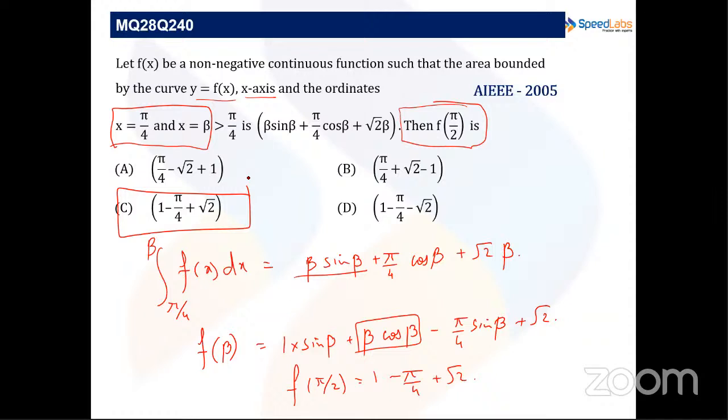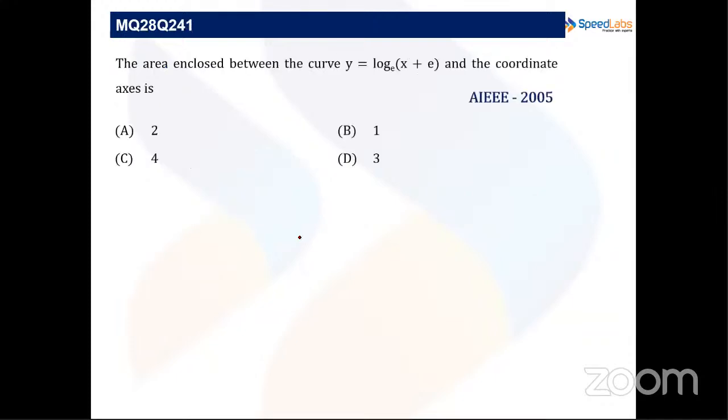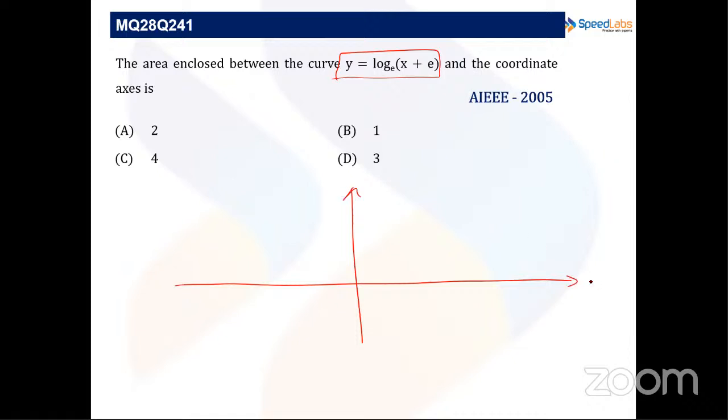Now moving to the next question. The area enclosed between the curves y equals to log of x plus e to the base e and the coordinate axes. So first of all, let's sketch the curves. When you will be putting y equals to log of x plus e to the base e.